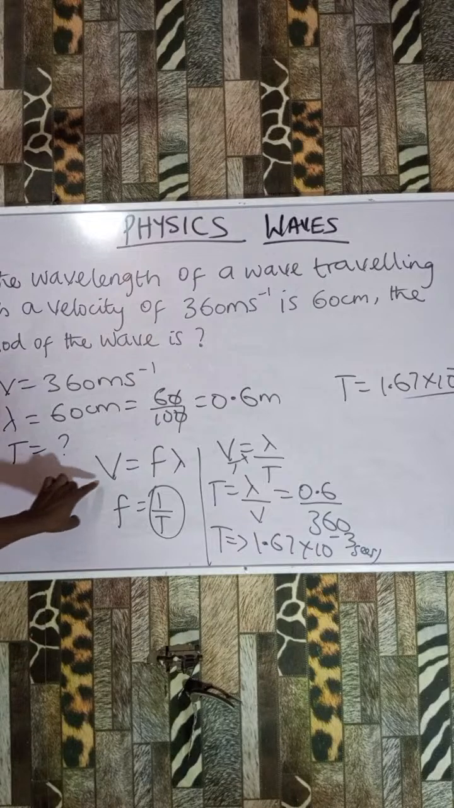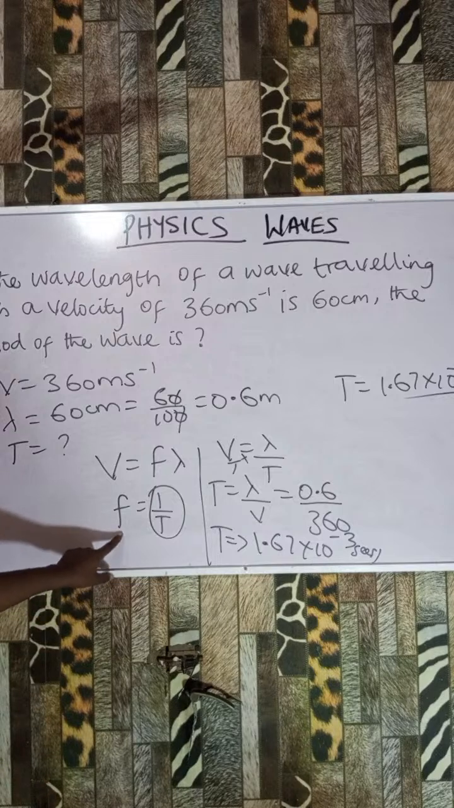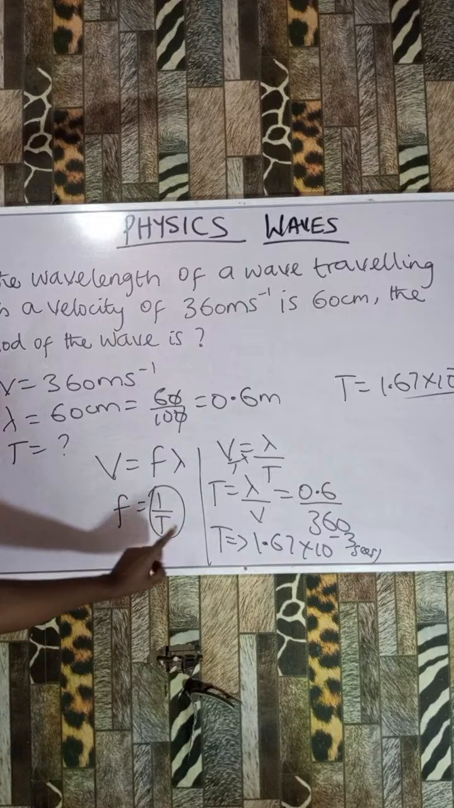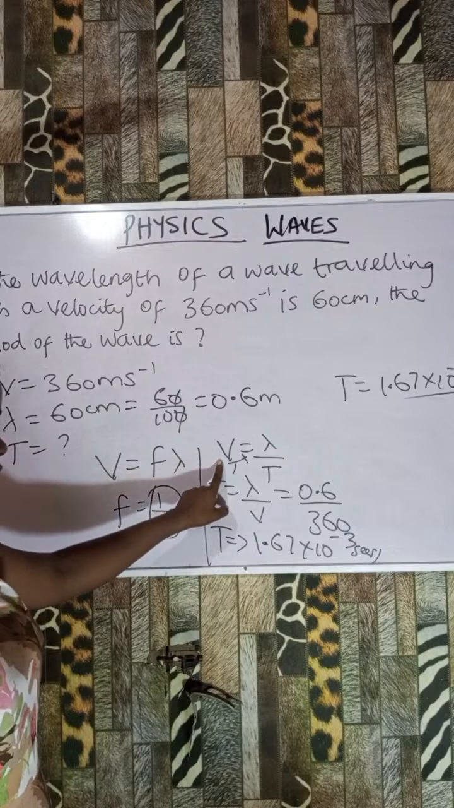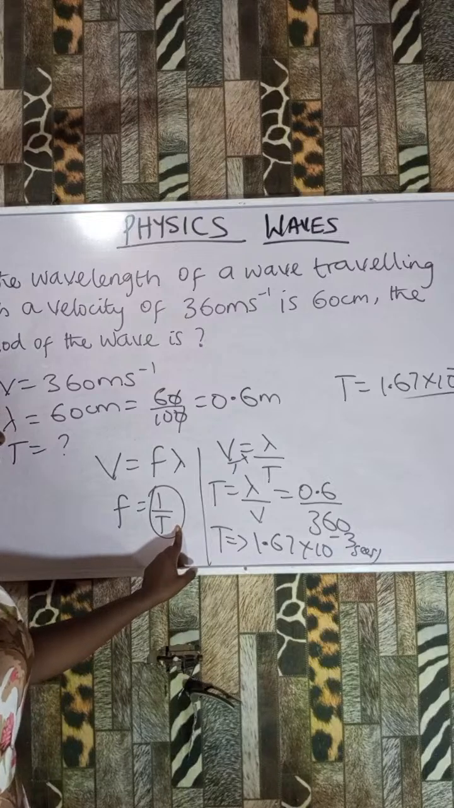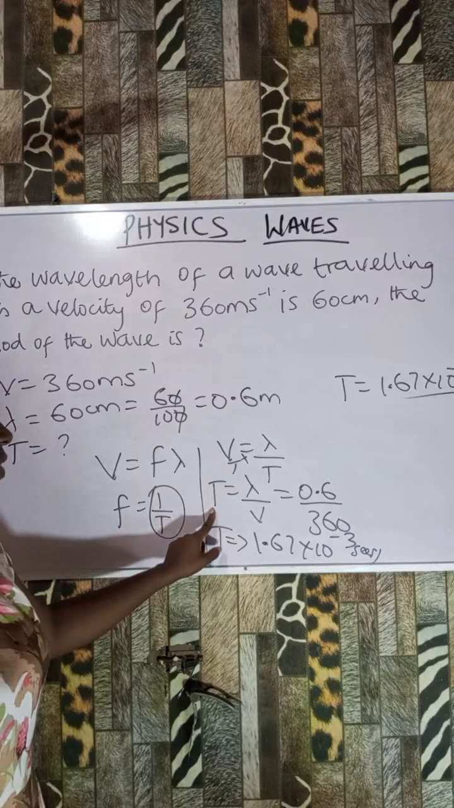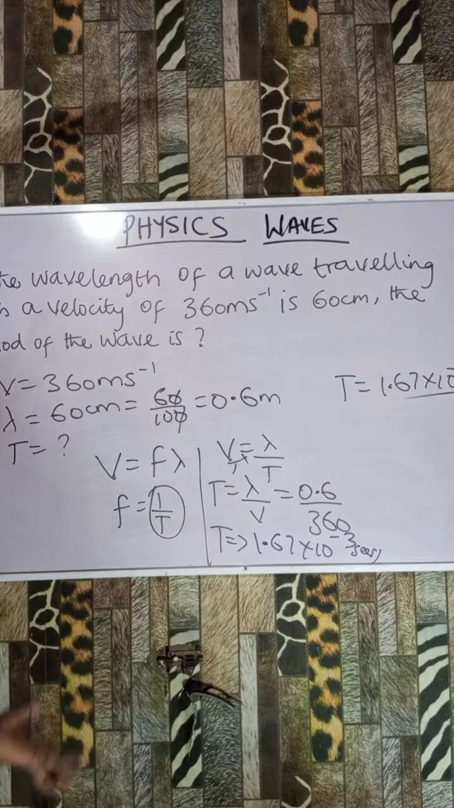Now, we are looking for the period actually, but the formula we are using is V = fλ. Knowing that f = 1/T, from the relationship, we can put it here and the equation will change. Now it's going to be V = λ/T. Doing cross multiply, we have that the period is equal to lambda over what? The velocity.